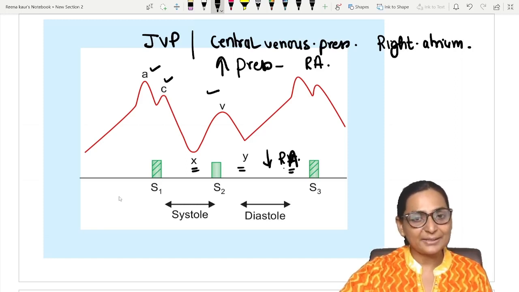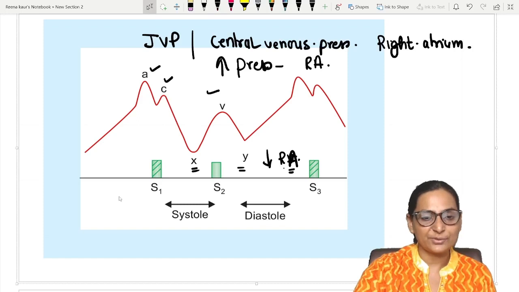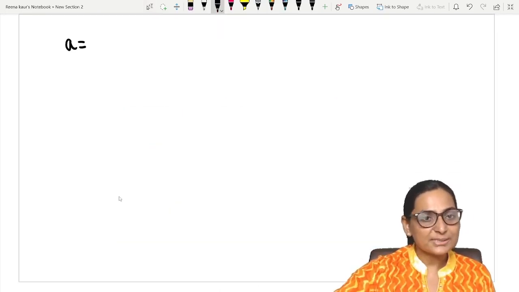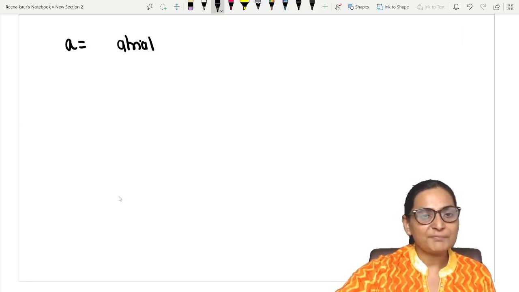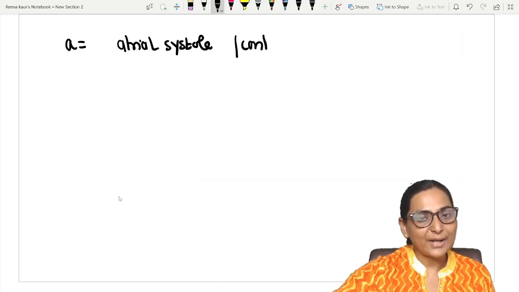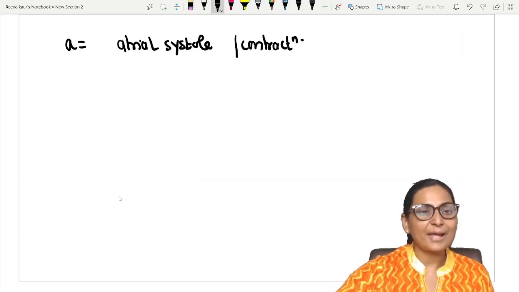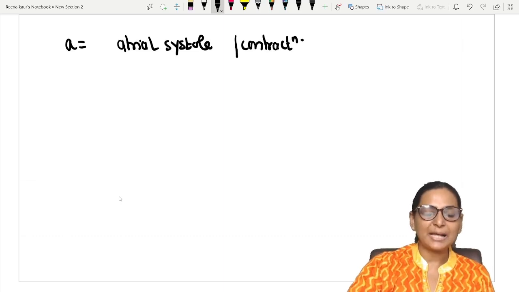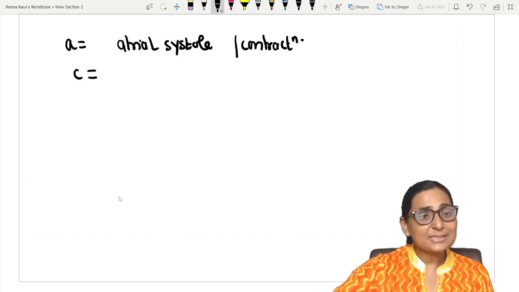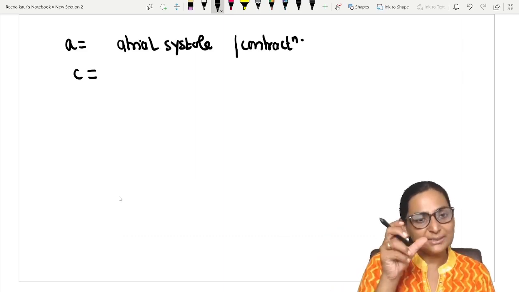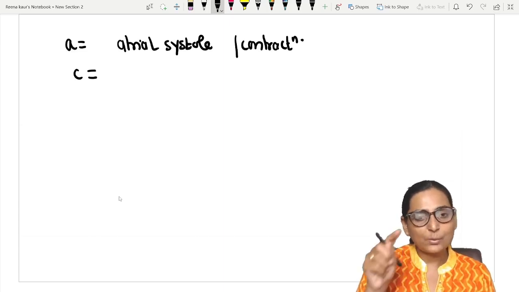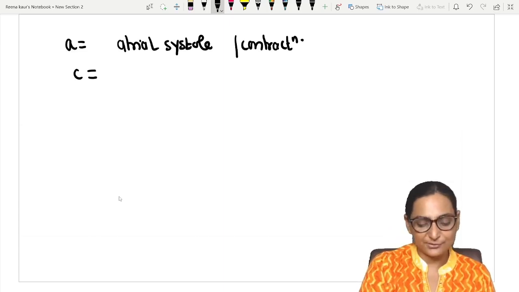So this is reflecting the pressure changes in the atria. So what are the causes? The A wave, a positive wave, is because of atrial systole. That means the atrial contraction is resulting in a rise in pressure in the atria, and that is atrial systole, the A wave. The C wave. Now this C wave occurs due to the events which are actually taking place in the ventricles, but they are causing a rise of pressure in the atria.